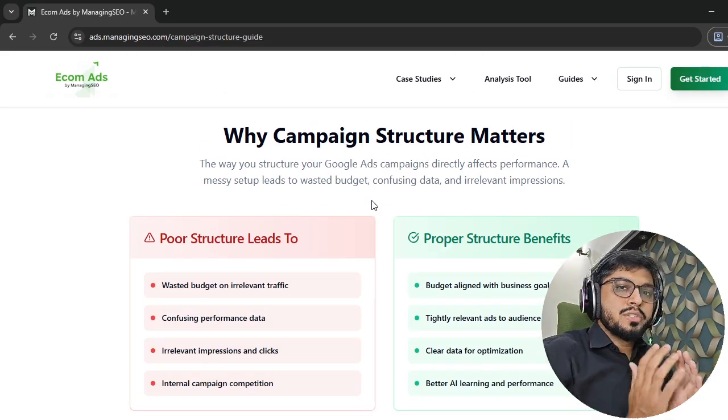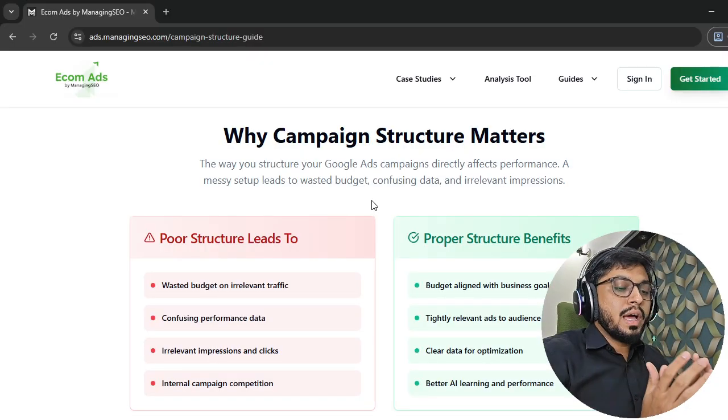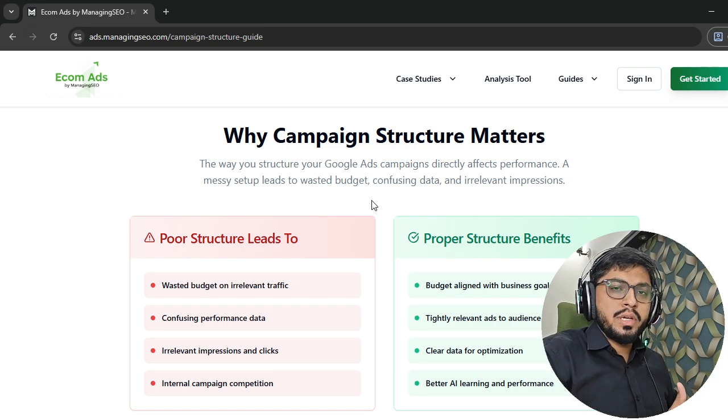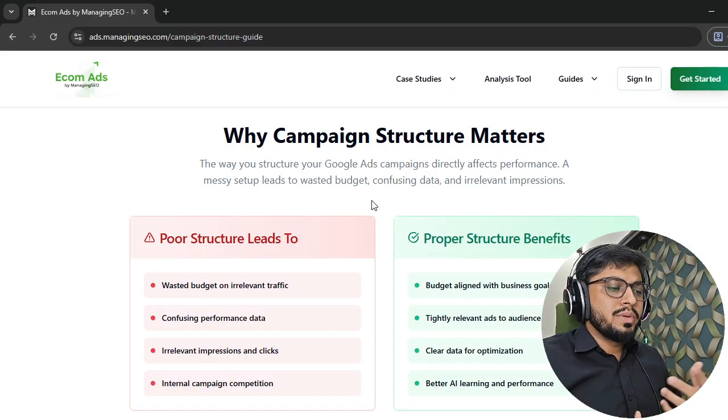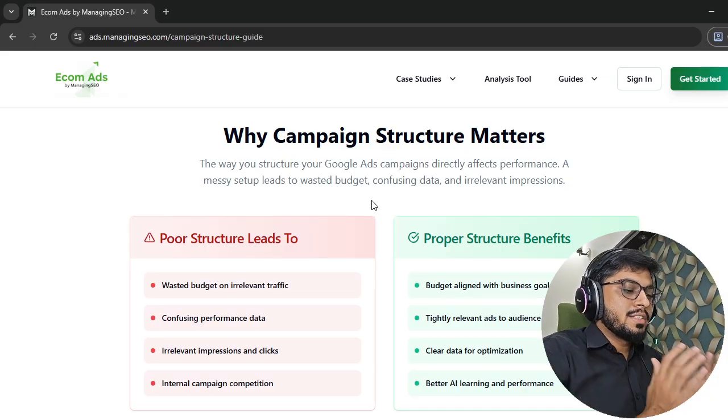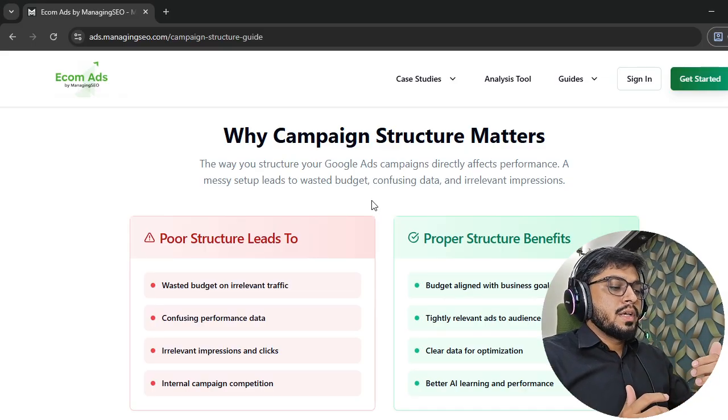If you have a good structure, you can rely on your Google Ads. Otherwise, it's going to fail sometime, anytime. Let's say one week we are getting results, and the next week we start seeing they're not good, or they're not generating the same results that we were getting the previous week or month.